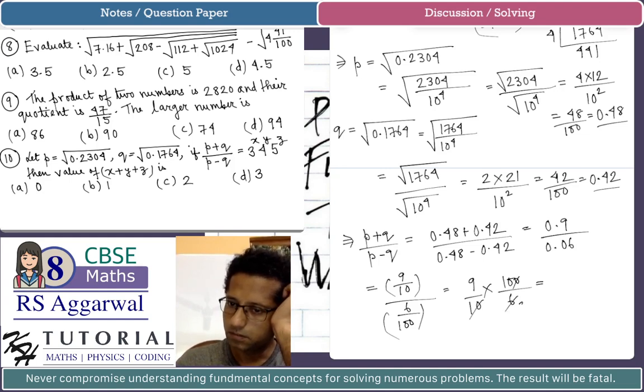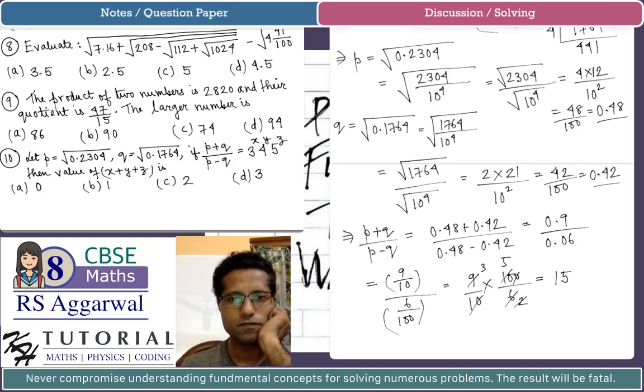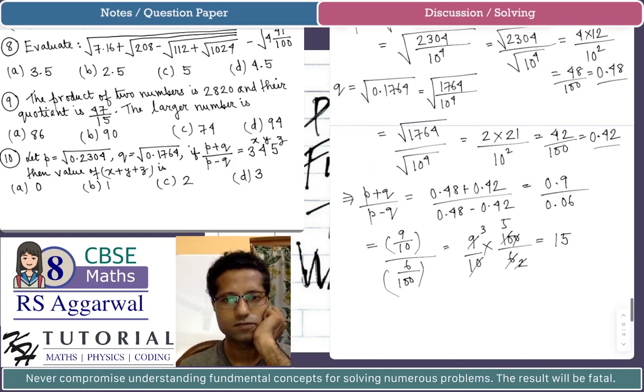3 2 3 3 and 5. So 3 into 5 is 15. Okay, so P plus Q divided by P minus Q is 15, and it is given in the form of some exponential product of some exponential term.